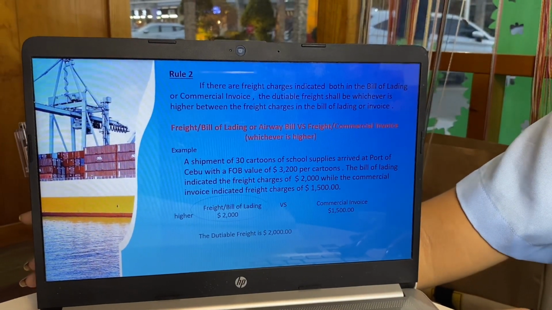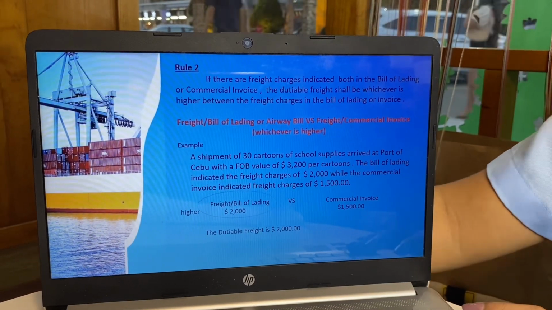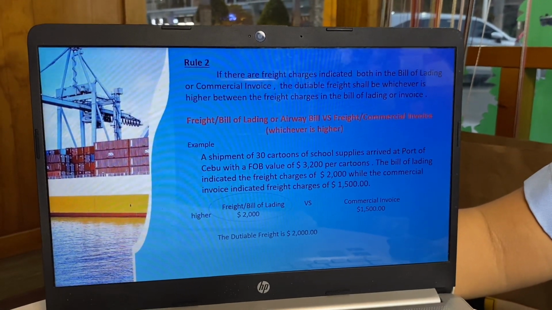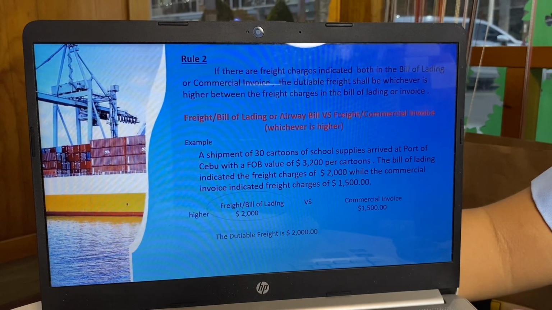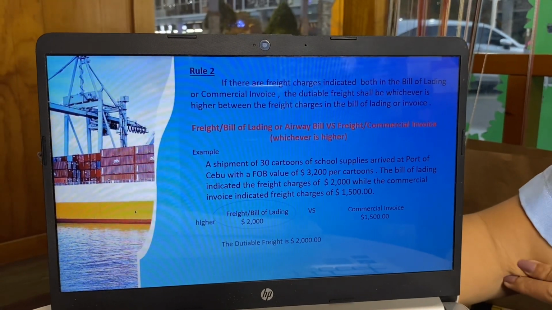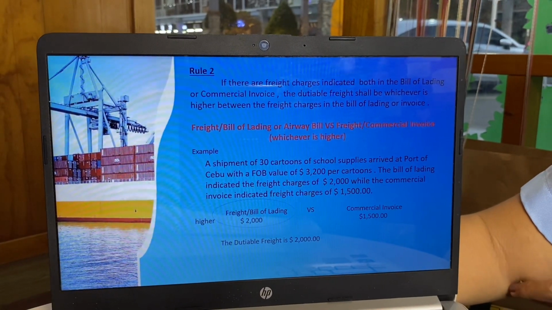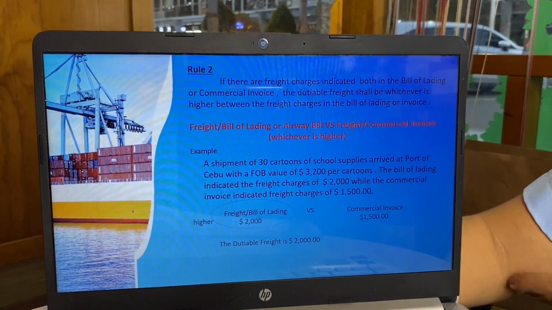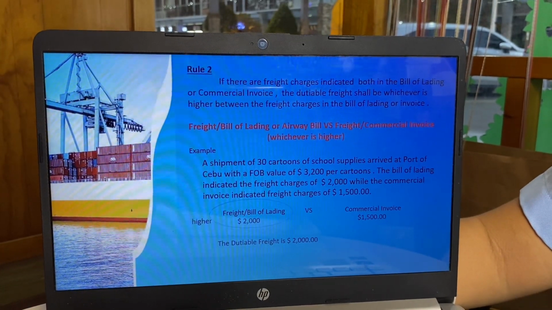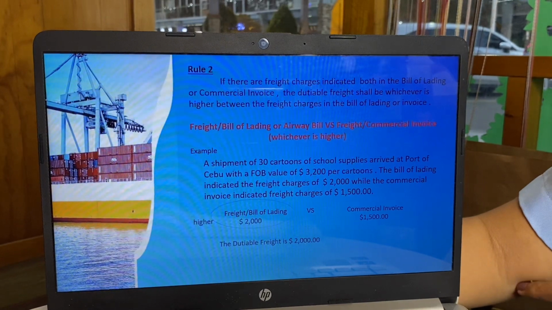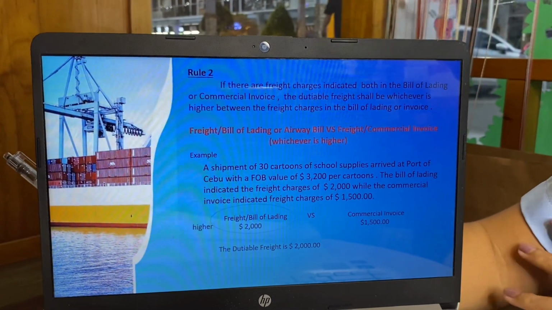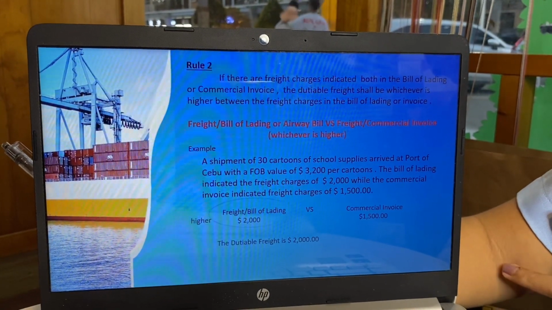So rule number 2. If there are freight charges indicated in both the bill of lading and the commercial invoice, the dutiable freight shall be whichever is higher between the freight charges in the bill of lading or the invoice. So rule number 1 says automatically the stated freight charge in the situation would be the dutiable freight. While on rule number 2, in a word problem, both freight charges are given, the bill of lading and the commercial invoice. So what we follow for the dutiable freight is the whichever-is-higher rule.